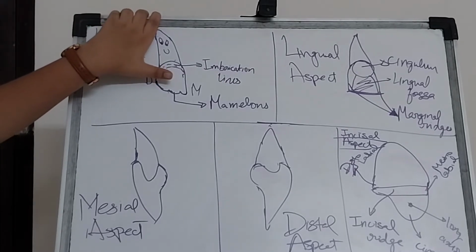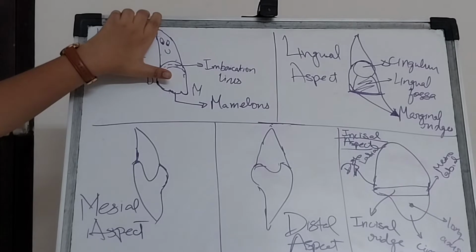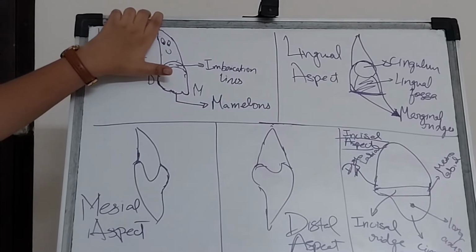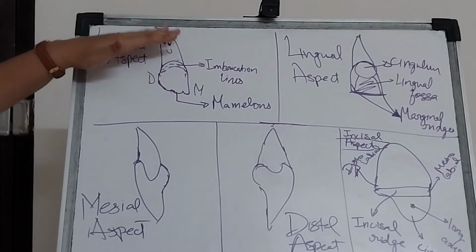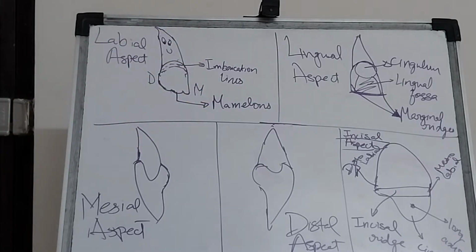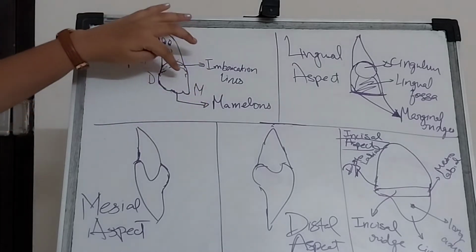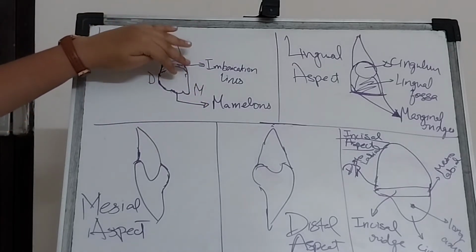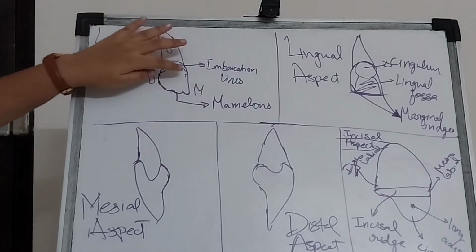The labial surface is less convex than that of the maxillary lateral incisor. The labial side has a bulge in the front, and it is less than the lateral incisor. It's just a comparison. We will be learning the lateral incisor also, but in the next video. Now the labial lobe, a small lobe, terminates incisally in the mamelons.